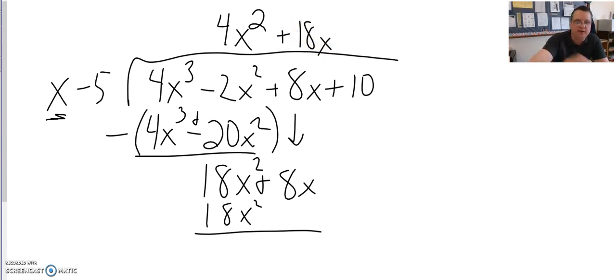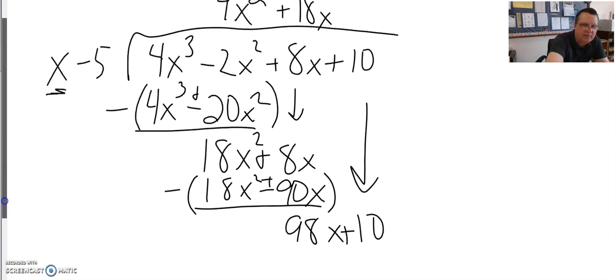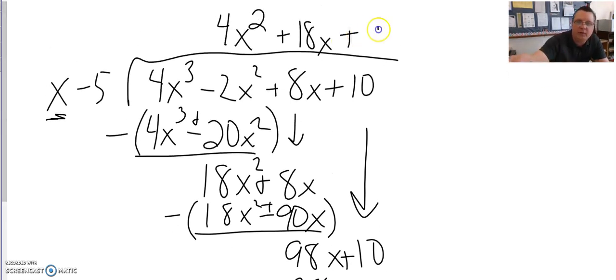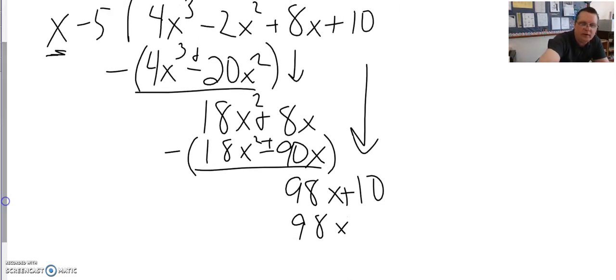So then you have 18x times x is 18x squared. 18x times negative 5 is a negative 90x. So then, parentheses, subtract, follow the steps, change that to plus. See, this is where we get larger numbers. Okay, and then bring down the plus 10. So I need to have the exact same value, which is a 98x. All right, so yeah, you got to multiply by 98. Kind of crazy, but you don't know what they're going to give you.